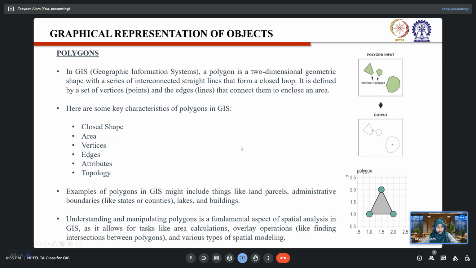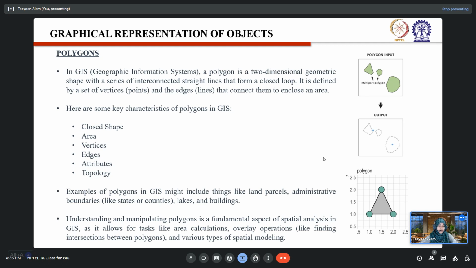Okay. The third type is polygons or areas. In GIS, a polygon is a two-dimensional geometry, right? In case of line, it was a single dimension. So this has a series of interconnected straight lines. So as we move up the hierarchy, what happens? The previous one forms a cluster and forms the other entity which is at a higher hierarchy.